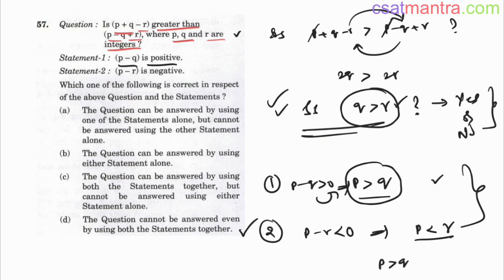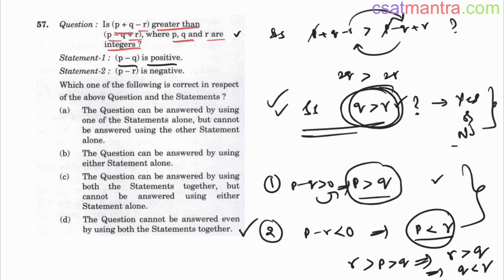P greater than Q and P is less than R. So from this we can say R is greater than Q. That means Q is less than R. The question is Q greater than R? No. Generalized it. No matter what are the values of P, Q and R, we can always say Q is less than R. So this can be answered by using both the statements together, but cannot be answered using either statements alone. So answer is C.